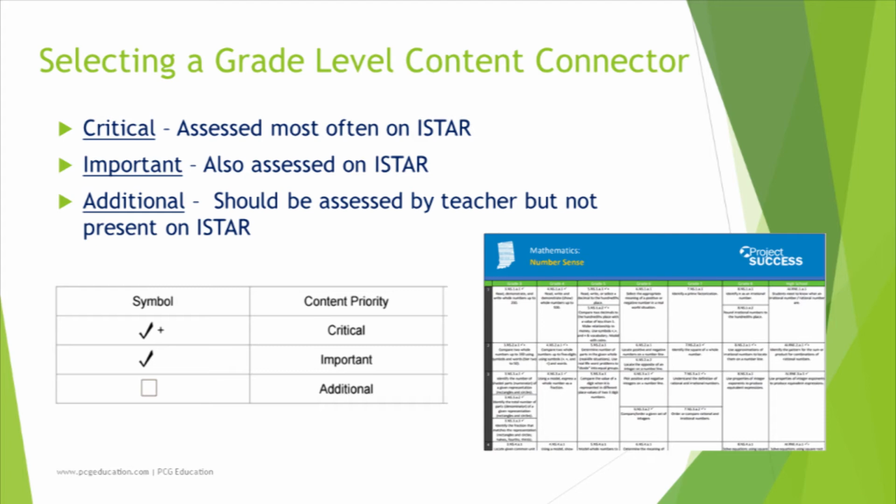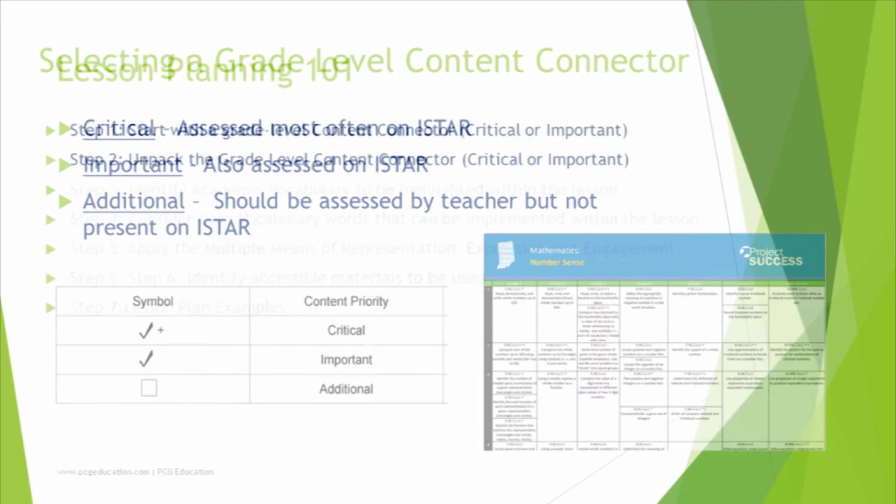On the Project Success website, you can access the content connectors as well as posters that align content connectors by grade levels. The posters provide a K-12 view of the content connectors by standard strand. This is useful for teachers when planning instruction and designing lesson plans for students in multiple grade bands. The posters also include the priority indicator for each content connector.